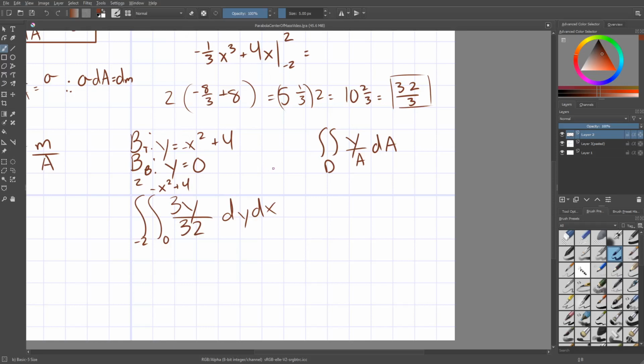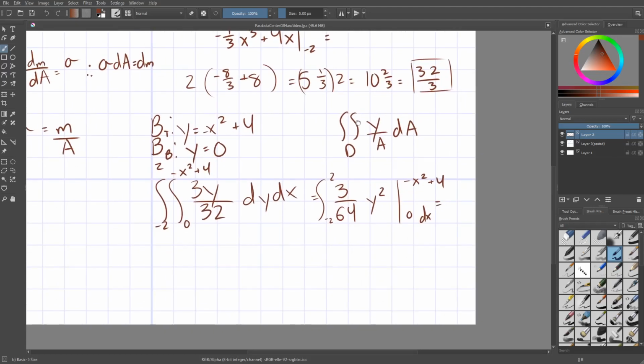Now we can go ahead and simplify this. 3 over 32 times 1/2, so I'm just going to write this as 3 over 64 y squared from 0 to negative x squared plus 4, right? And of course we have the full integral as well. So we'll go ahead and plug in our negative x squared plus 4. 3 over 64 times negative x squared plus 4 squared, and we have the integral from negative 2 to 2 dx. Now again, you could solve this analytically, but I'd say that I'm running out of room here, so I'm just going to promptly type this into my calculator.